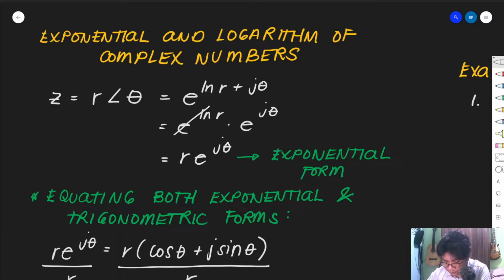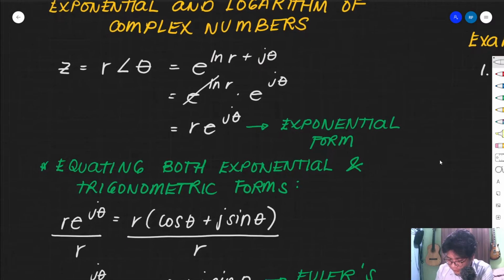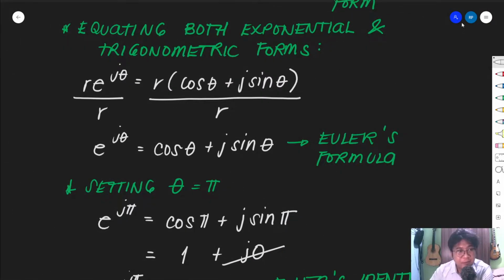So, may papakita lang ako, just to introduce to you several topics or ideas. So, equate natin yung exponential at saka yung trigonometric forms natin. Alam natin, exponential natin is r e raised to j theta, and our trigonometric form is r times cosine theta plus j sine theta. Since both sides ay mayroong r, pwede siyang makancel. Therefore, e raised to j theta is equivalent to cosine theta plus j sine theta. And this is famously known as Euler's formula. Okay, Euler's formula po ang tawag dyan.